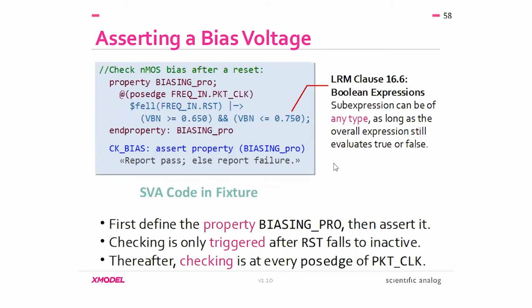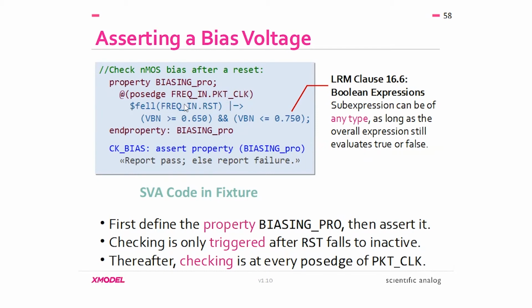Here's the code for our bias voltage check. Any concurrent assertion must include the keyword property. So here we've declared a named property, biasing with the suffix _pro, and we're asserting it by name. As part of the property description, we need to pin down when the checks occur. These are not continuous time checks, they're discrete time, so we need to identify the edge of some clocking signal. In this case, it's just the rising edge of our packet clock that comes into the fixture via the interface port frequency in. That's when the checks occur.